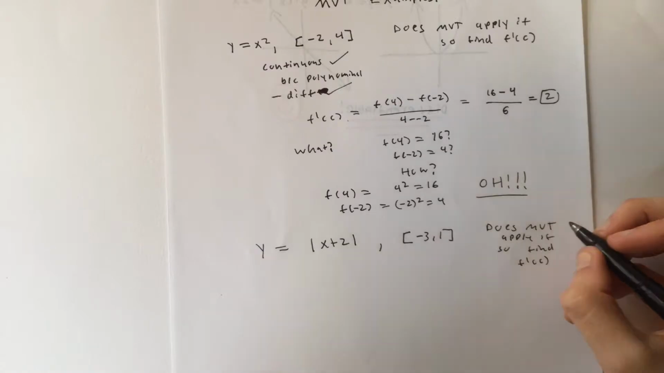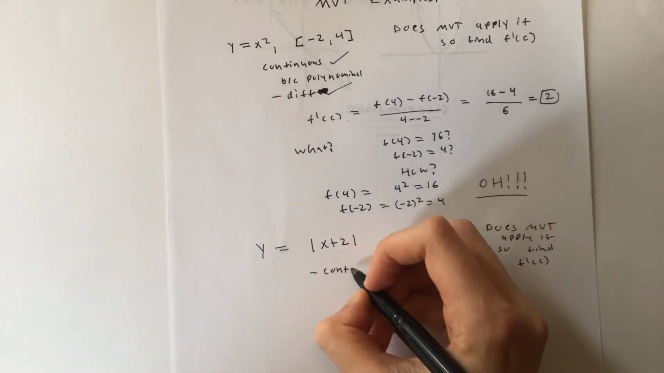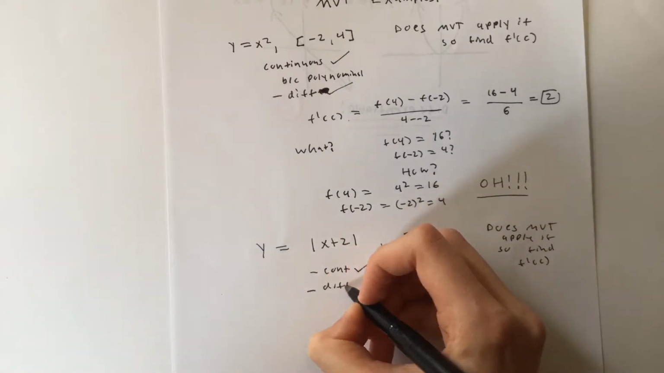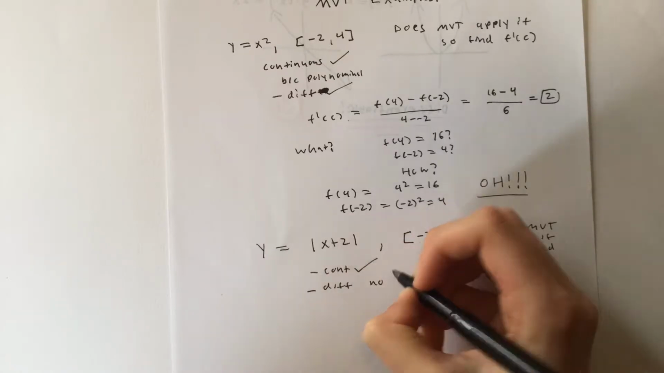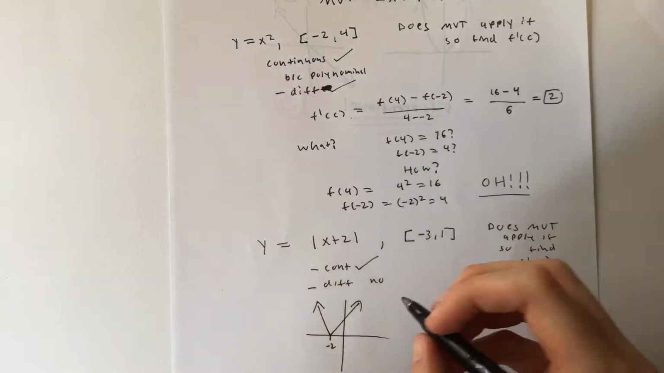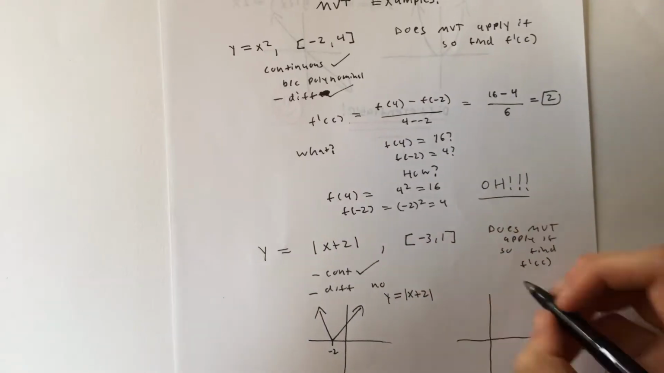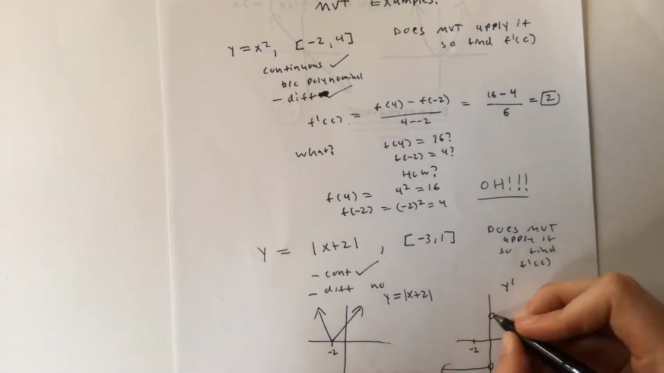So earlier in this video, we talked about how absolute value equations are continuous but not differentiable. So I like to say no. And that means MVT does not apply. So we don't have enough information to find f prime of c.